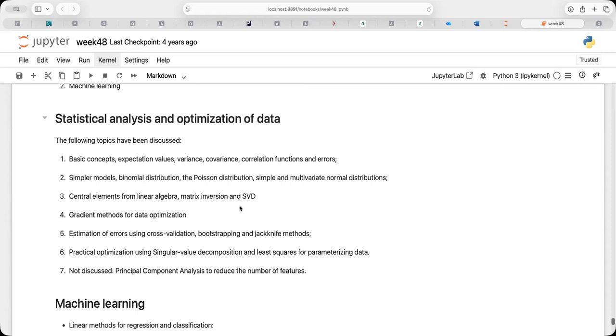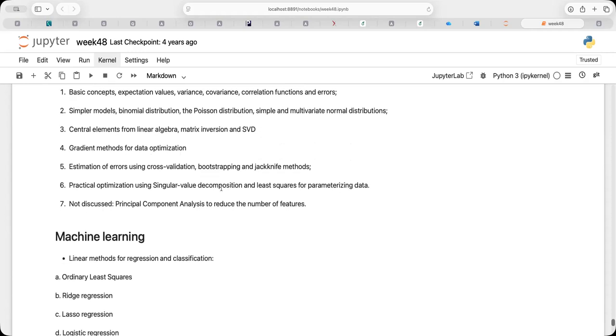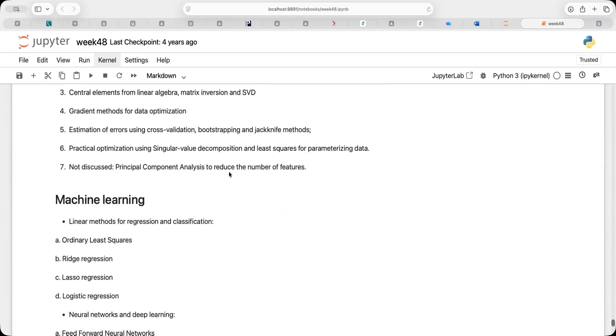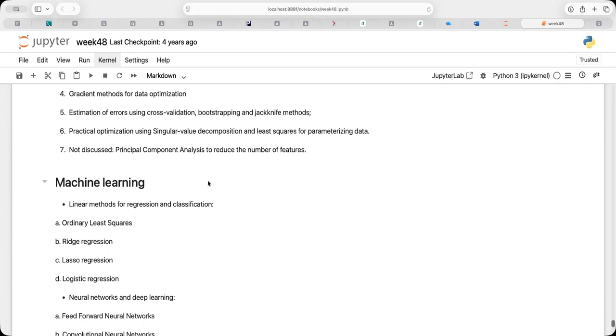We haven't been so keen on these things this year, but we have talked about central elements from linear algebra like matrix inversion and singular value decomposition. Gradient methods for data optimization have been central methods. We have used cross-validation and bootstrapping. And then we have looked at practical optimization using singular value decomposition and least squares for parameterizing data.